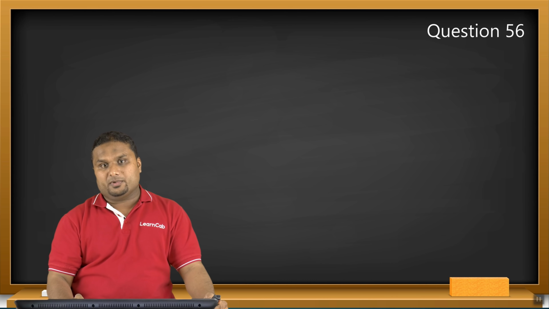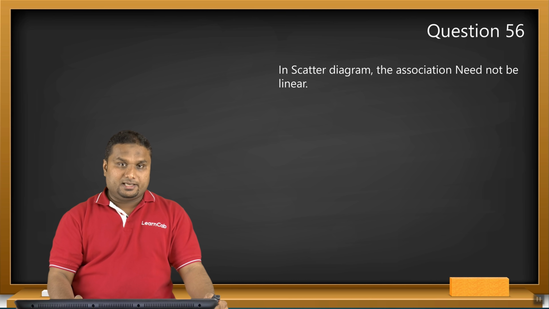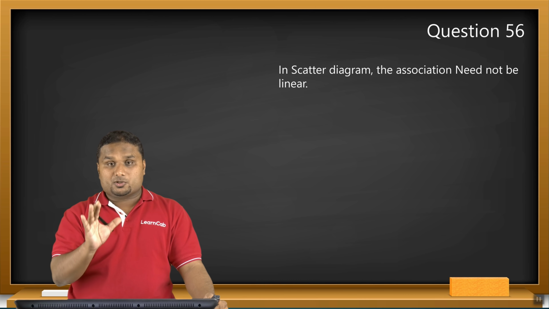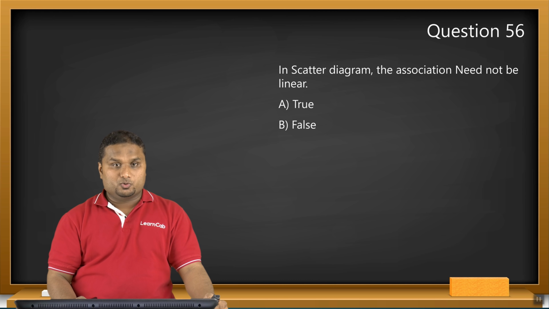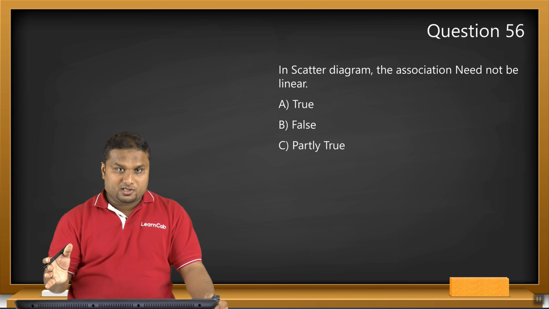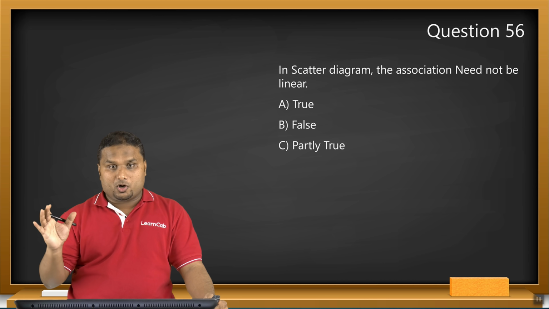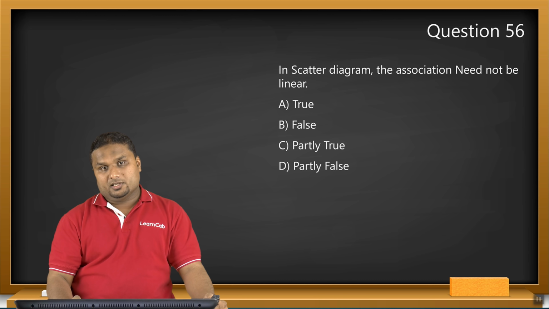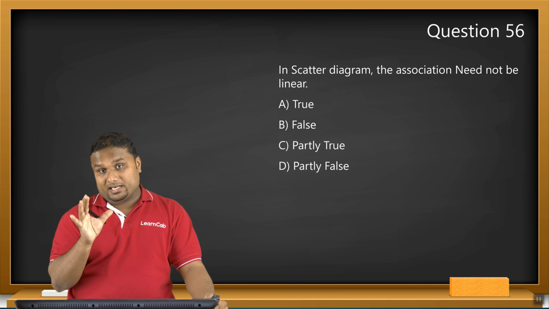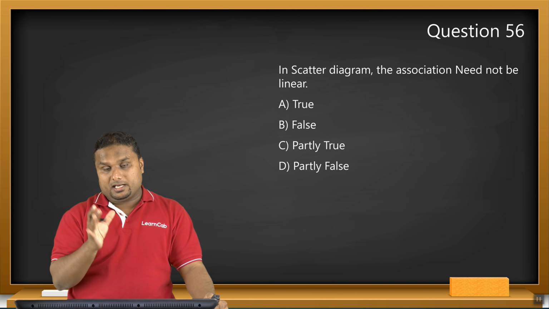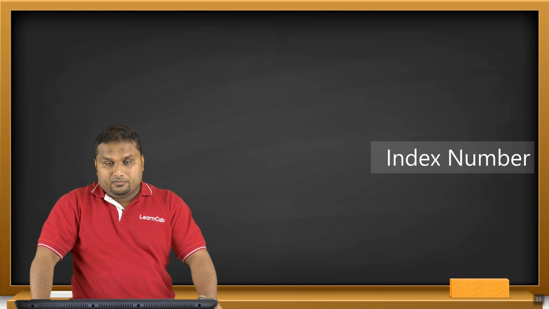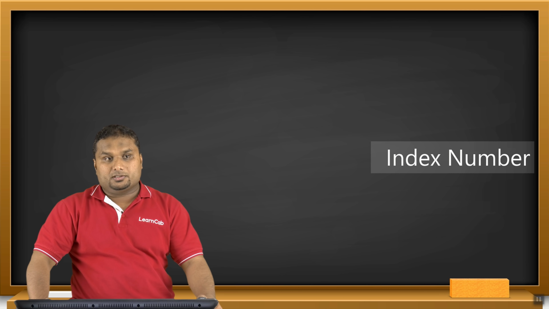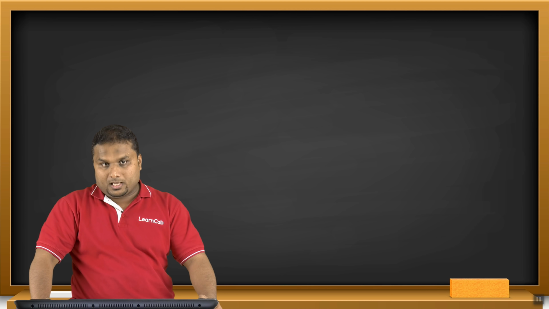The question which is coming in your exam is like this. In scatter diagram, the association need not be linear. Option A true, option B false, option C partly true, option D partly false. So in scatter diagram, one can find out correlation if there is a linear relationship, and if there is not a linear relationship, that is true.